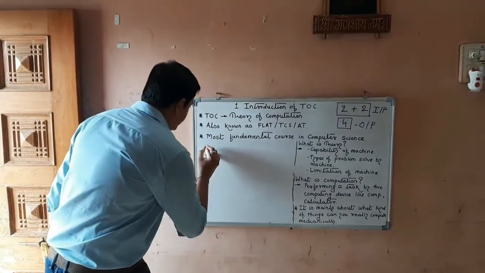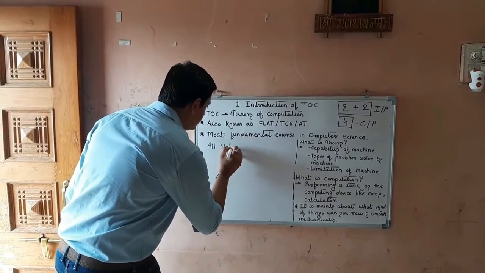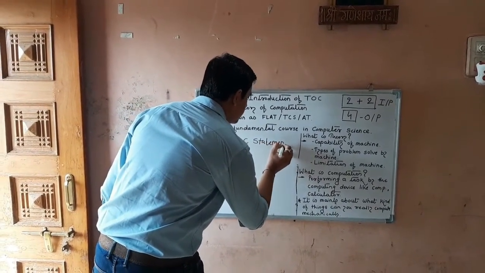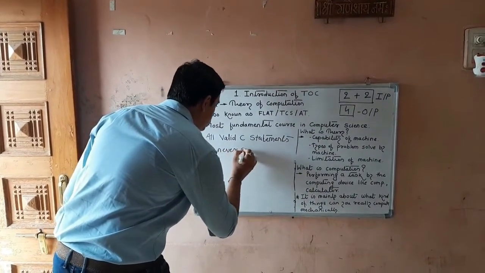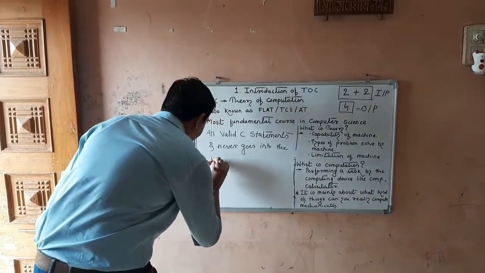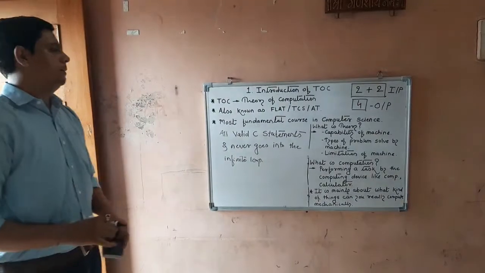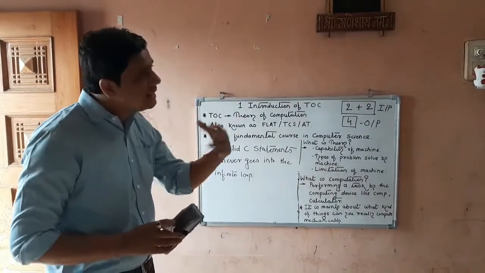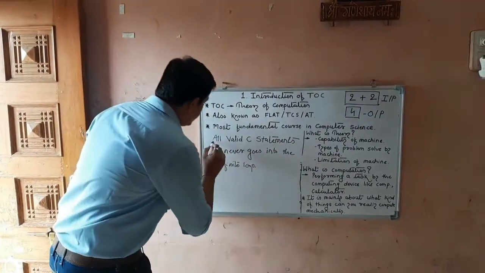Suppose the third example is: design a machine which accepts all valid C statements and never goes into an infinite loop. Suppose we want to design a machine which accepts all valid C statements and which never goes into the infinite loop.